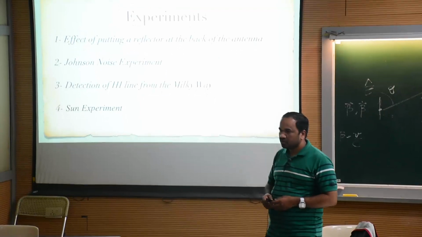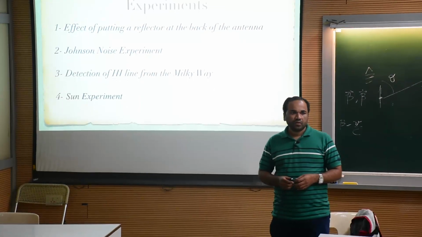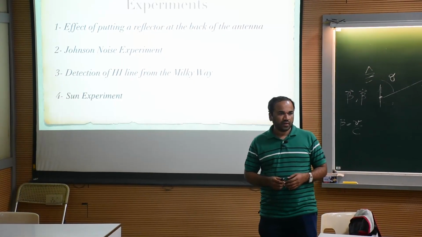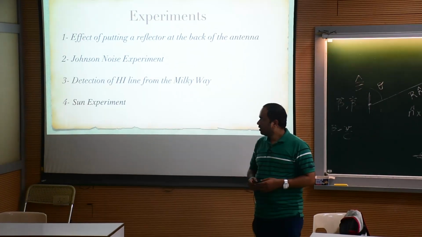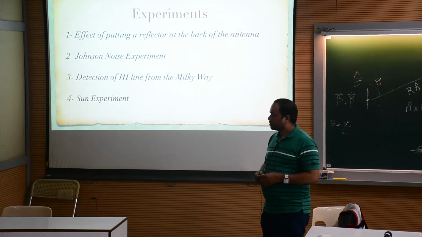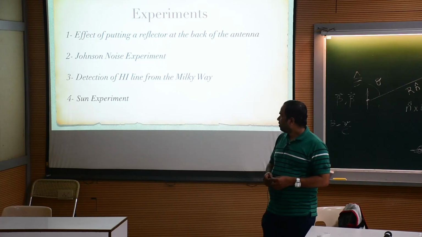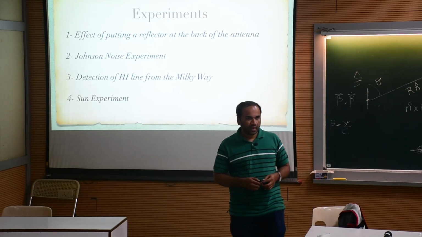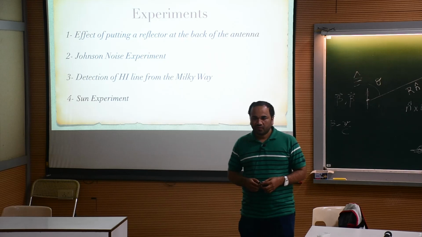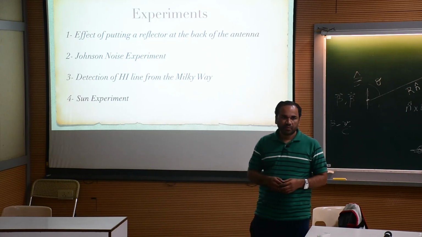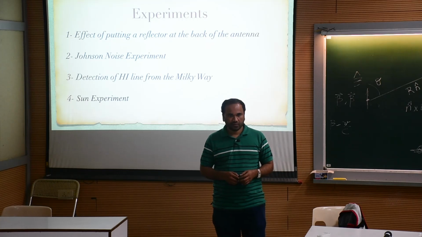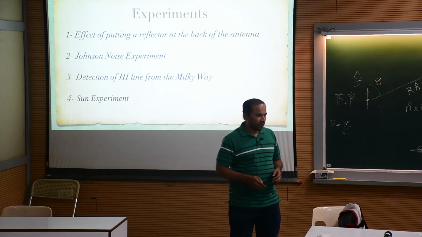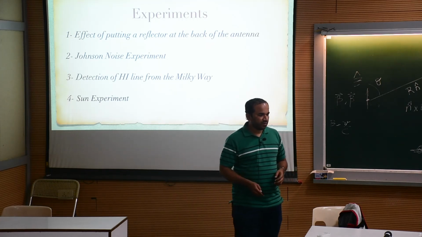And the second experiment, Johnson noise. You might have heard about noise, and Johnson is a thermal noise, so we are going to study that. The third experiment is detection of the H1 line from the Milky Way or the galactic plane. And the fourth experiment is the sun experiment, so basically you're observing the sun using radio waves. So these are the 4 experiments. We'll see them one by one.